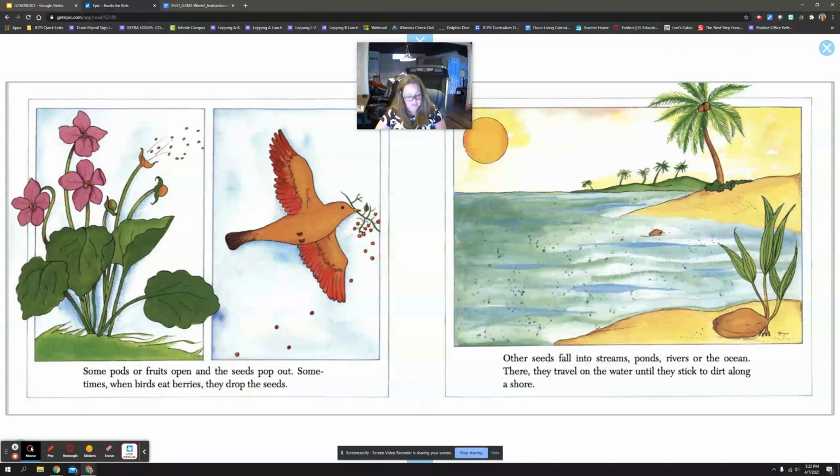These seeds moved themselves. And so that's one way a seed can get dispersed. These seeds here were dispersed because of the bird, an animal that came by and flew and messed with the seeds and dispersed them. And then these, the water floated them and dispersed them. So let me get over here to our anchor chart.